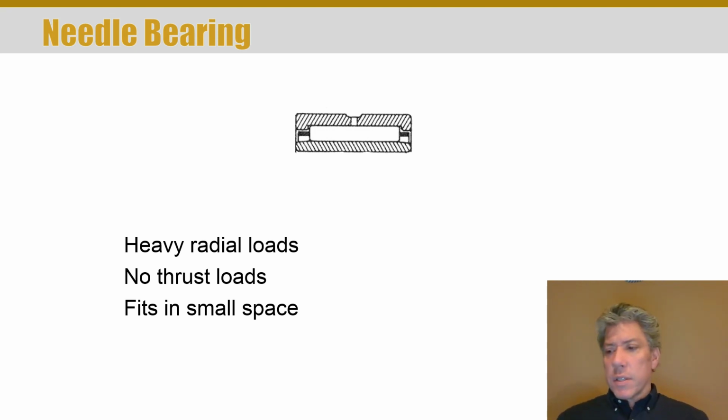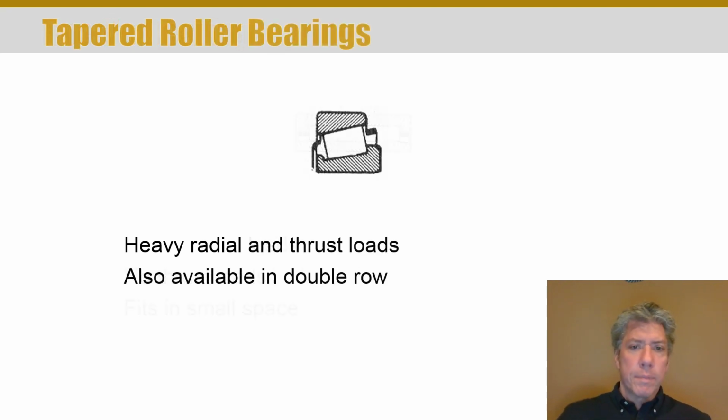Now you might look at this and say, well, how is this different from a cylindrical element? Well, it's not really, right, because these are still cylindrical elements, but they're typically very long, very thin, and the purpose of a needle bearing is to get a bearing into a tight space. That's really where they're most useful.